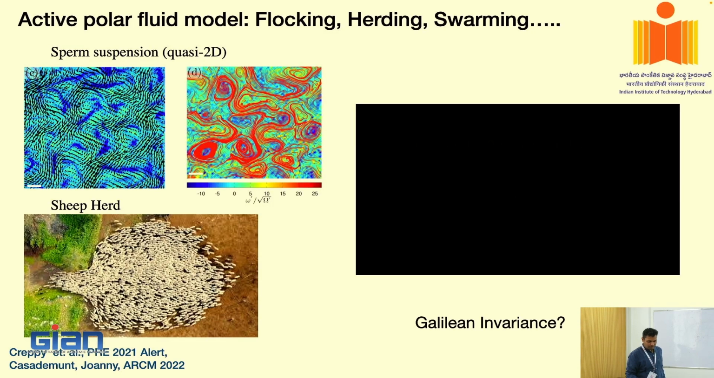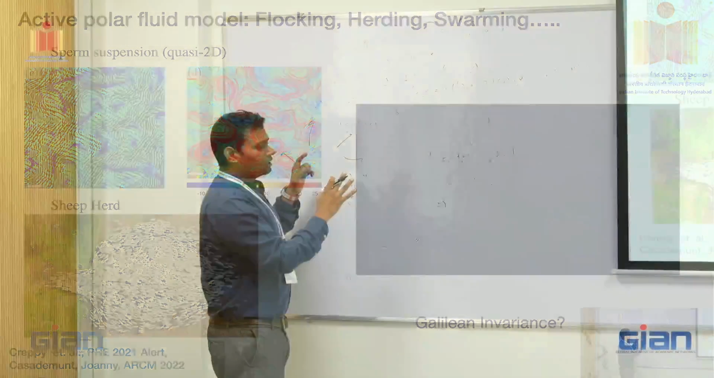So what I'm trying to say is, suppose there are these sheep, and they are moving in random directions. If you consider each of them individually, they are going to move randomly, right? But when you bring them together, what happens?